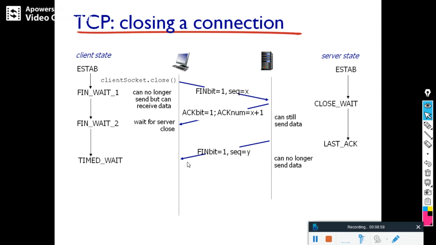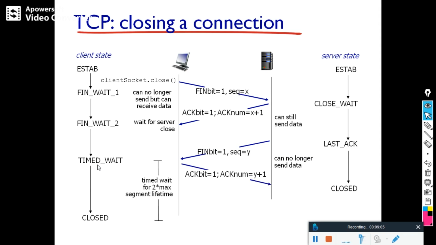After receiving this, our client will move to the timed wait state, and it will acknowledge that with the sequence number Y plus 1. The timed wait state is equal to 2 times the maximum segment lifetime. So with this the connection will be terminated. This is very important, how TCP closes a connection. Now both will move into the closed state. So this is very important.